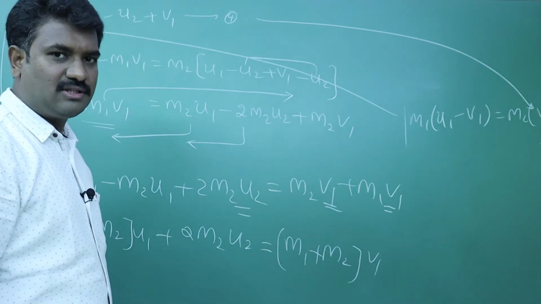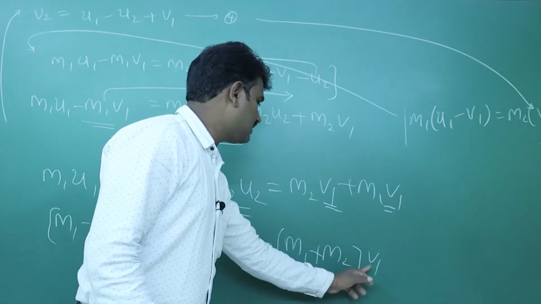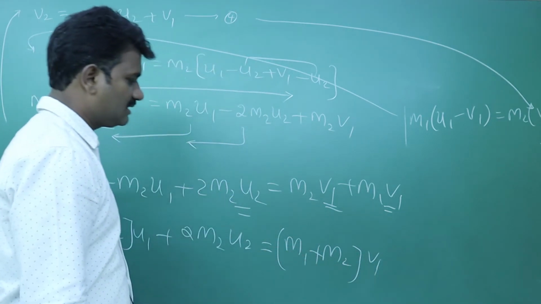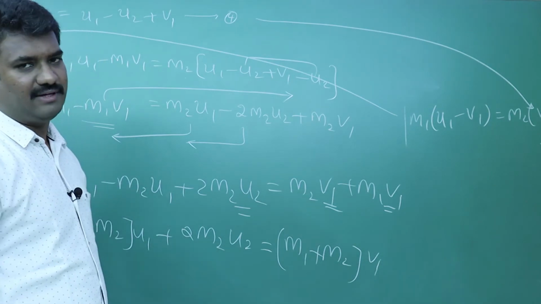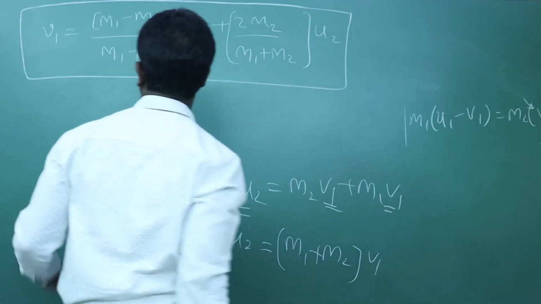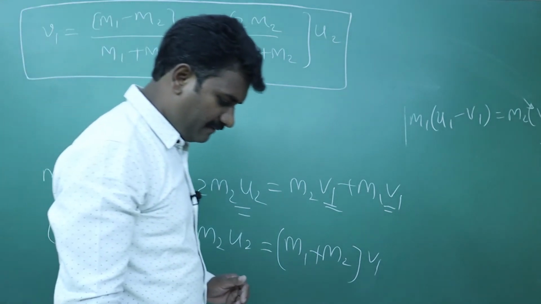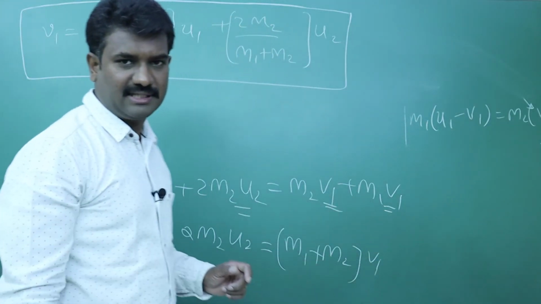Now our aim is to find the v1 value. So as to find v1, we can send this towards left. If we send this towards left, we can find the value of v1. Over. This is our standard formula for the final velocity of the first object. Similarly, we can find the final velocity of the second object.